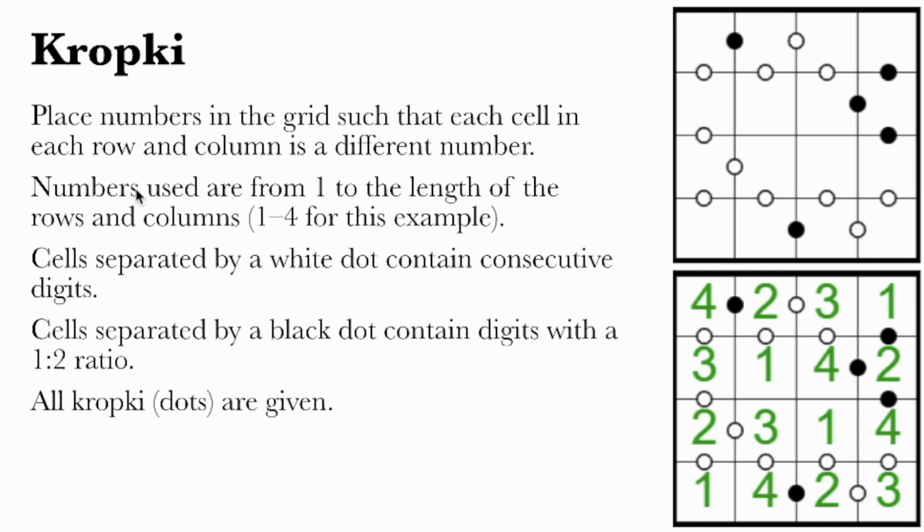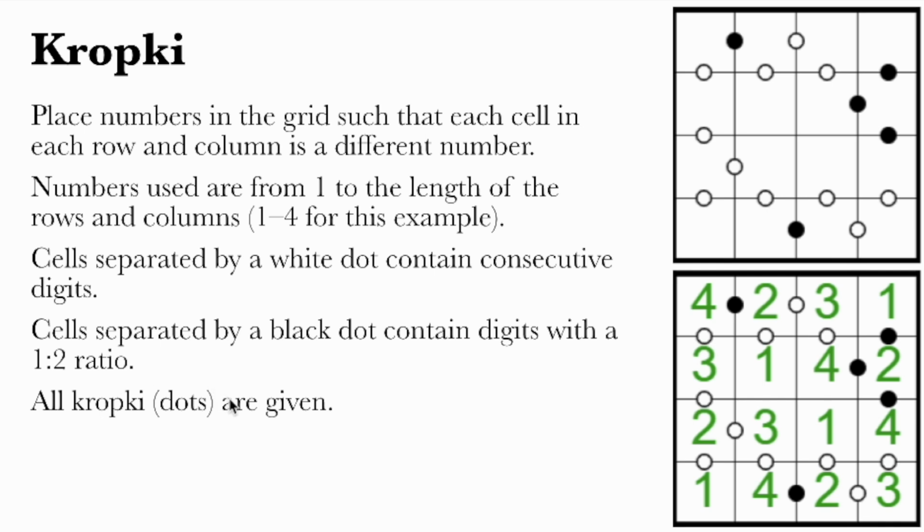There are no repeats. Numbers used are from 1 to the length of the rows and columns, 1 to 4 in this example. Cells separated by a white dot contain consecutive digits. These white dots in the grid indicate that those numbers are next to each other. It needs to be next to a 3 or a 1 if they're separated by white dots. Cells separated by a black dot contain digits with a 1 to 2 ratio. So that means one is double the other. So 2 is twice 1, 4 is twice 2.